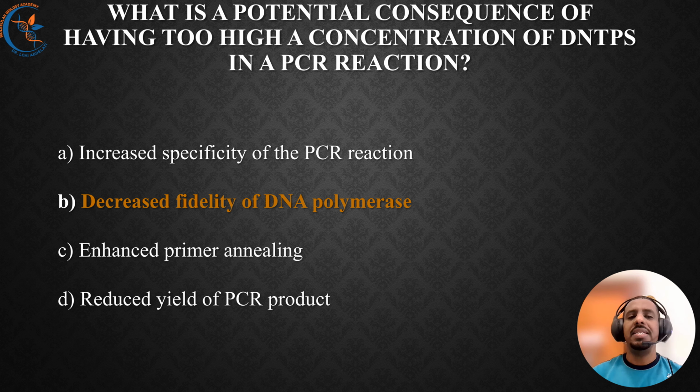The correct answer is decreased fidelity of DNA polymerase. Actually, high concentration of dNTPs can lead to decreased fidelity of DNA polymerase, meaning the enzyme is more likely to incorporate incorrect nucleotides during DNA synthesis. This can result in a higher rate of mutation in the amplified DNA.